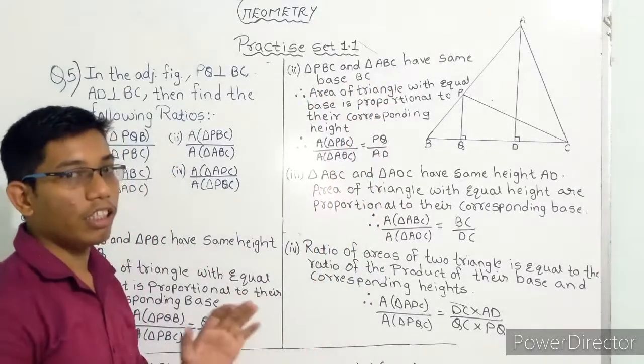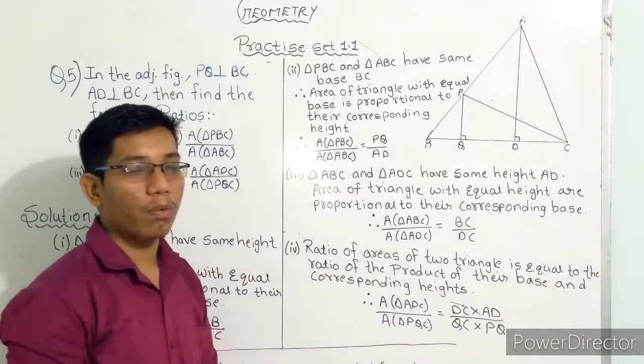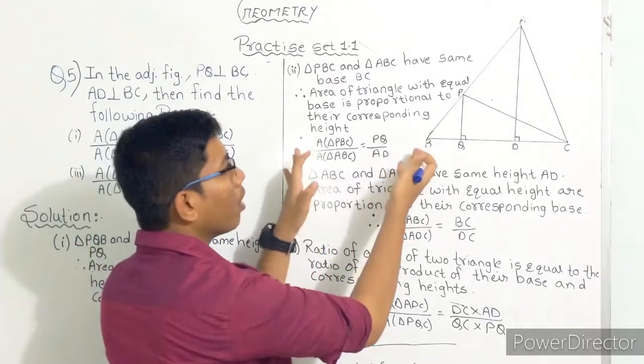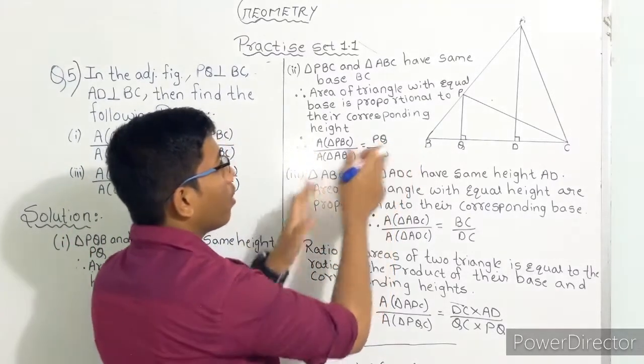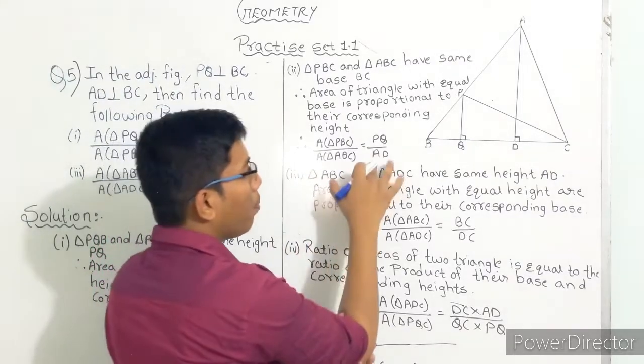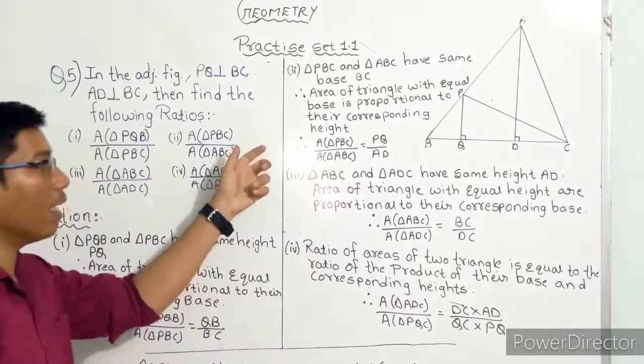We have seen condition number 2, that is area of triangles with equal base is proportional to the corresponding height. So their ratio of areas will depend upon the height. So area of triangle PBC upon area of triangle ABC is equal to PQ upon AD. This is the second solution, second ratio we have found.